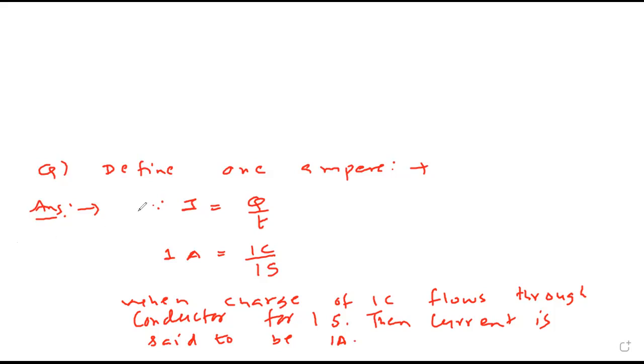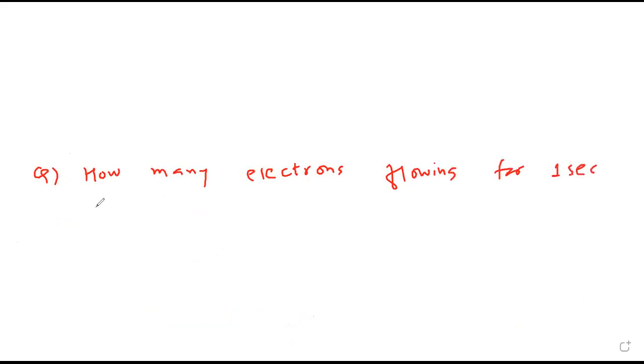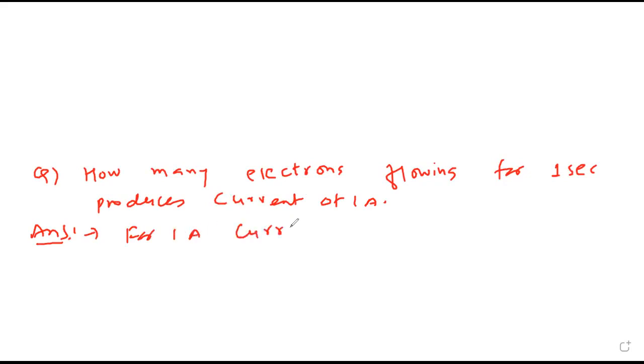Done, sir. How many electrons flowing for 1 second produce a current of 1 ampere? For 1 ampere current, the charge required for 1 second is 1 coulomb.